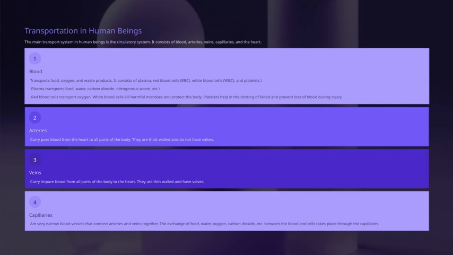Now, within the blood itself, different components play vital roles. Red blood cells are responsible for transporting oxygen throughout the body.